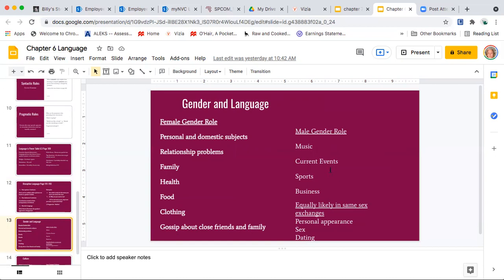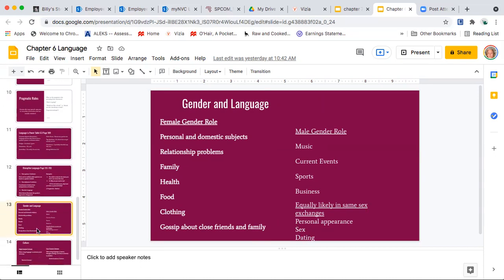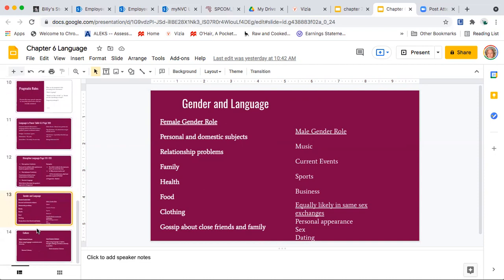Music, current events, sports, business, equally likely in same-sex exchanges, personal appearance. Okay, so both gender identities are equally likely to talk about personal appearance, sex, and dating. So both genders. And again, just take it as a broad general framework, because there's so much more that could be said about that if we were in a gender studies class, right? We'd have so much more to expand on with that.